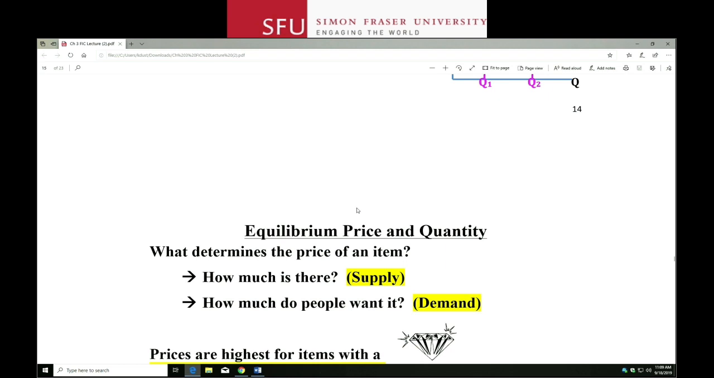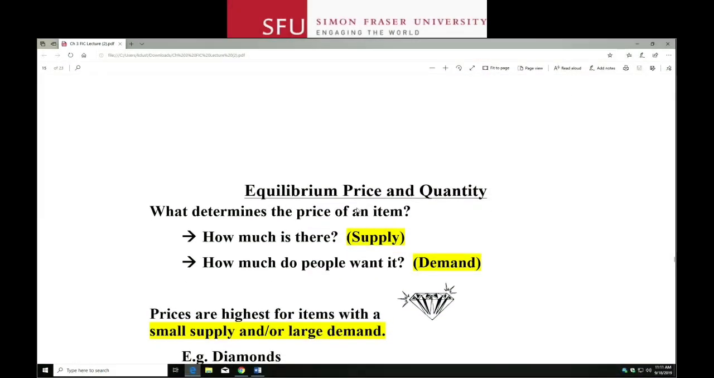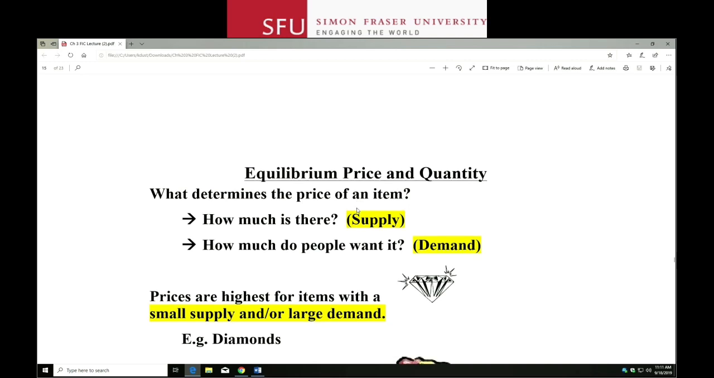Okay. So prices will be highest for items. Oh, diamonds are another example. Now diamonds have a high price, not so much that there's a huge demand for them. There is, everybody wants diamonds, but there's also a very limited supply, right? Not a lot of them in the world. Okay, so when there's a limited supply and or a huge demand, then that's going to mean higher prices. Okay, so small supply and or large demand.